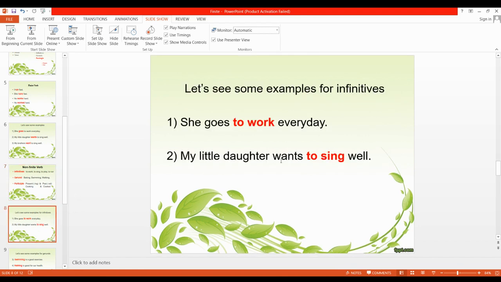Let's see some examples for infinitives. See the same example: she goes to work. So this is to infinitive form, which means this is non-finite verb. My little daughter wants to sing. Whatever might be the subject, whether it's singular or plural, first person, second person or third person, no problem. Here there is no change for to sing, infinitive, so it is called as non-finite verb. When we are having to before the verb, it is also called as to infinitive. If it occurs in the sentences, it is called as non-finite verb.